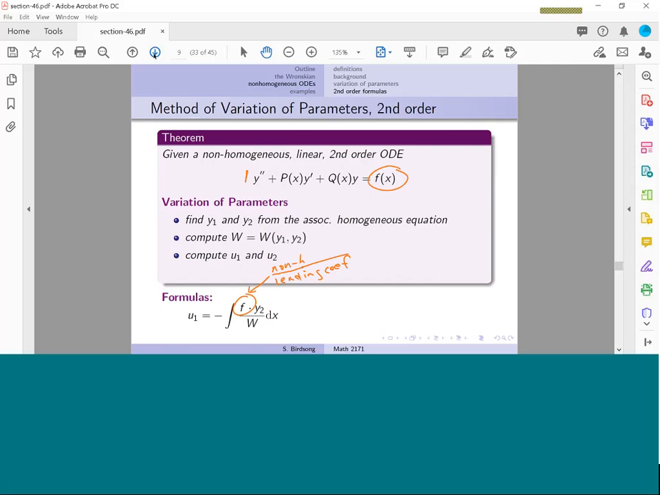U2's formula is almost identical. Notice we still have an integral. We still have the non-homogeneous part after cleanup. We still have a divide by the Wronskian, and we still have a multiply by one of the 2 homogeneous solutions. Now, here's the key thing. Notice the subscript on the W's. There is no W. A subscript on the U and a subscript on the homogeneous solution is always exactly opposite.